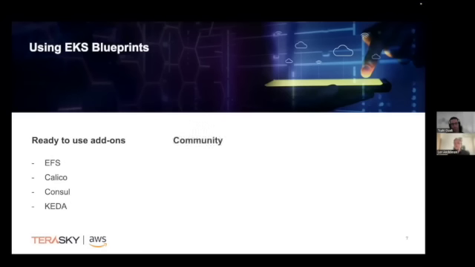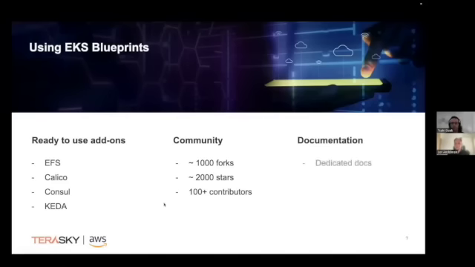Second, the community of EKS Blueprints is alive, right? It's not something that is stale and outdated. You have about 1,000 forks. You have about 2,000 stars. You have more than 100 contributors. And the documentation is really good. You have a dedicated site for documentation. You have really good concepts that explain the philosophy of what they were trying to achieve and how you can do that. And there are a lot of testable examples in the repository, so you can actually try it yourself.